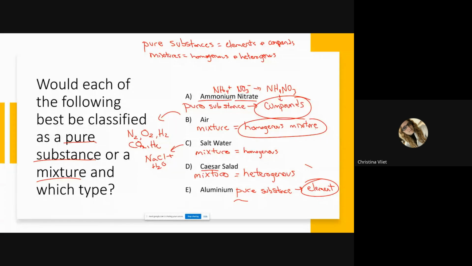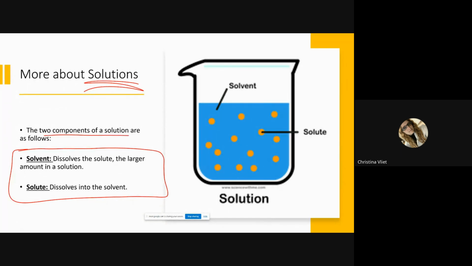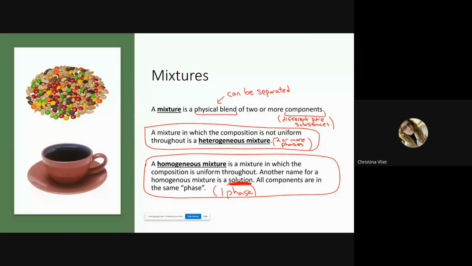And so let's go ahead and take a look at solutions. There are two components of a solution you need to be aware of. The first is the solvent. Has anybody ever heard that term solvent before? Solvent dissolves the solute. This is the largest amount in a solution. Water is also known as the universal solvent because it dissolves not everything, but many.